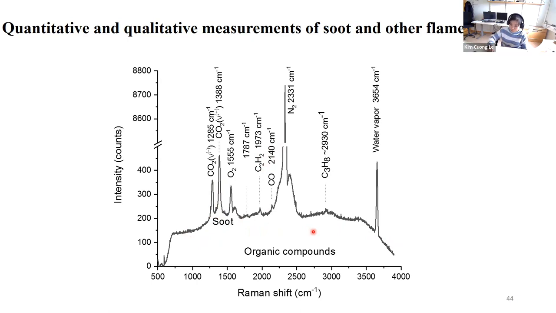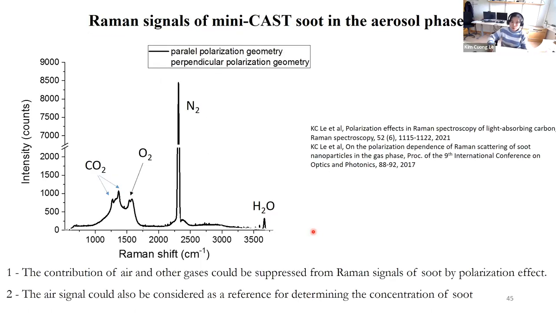So if we want to obtain only the Raman signal of soot, we can apply the polarization effect. For example here, when the polarization of the incident light is vertical, then we have the Raman signal of soot and the Raman signal of the gases. When we rotate the polarization of the incident light, the Raman signal of the gas clearly decreases, and the Raman signal of soot, of course, is decreased due to the absorption of the polarizer, but the shape of the Raman signal of soot doesn't change. And we have another study I put here, where we demonstrated that the Raman signal of soot is unpolarized. That's the reason why when we apply the polarization effect, we can have the Raman signal of soot separate from the Raman signal of the other species.